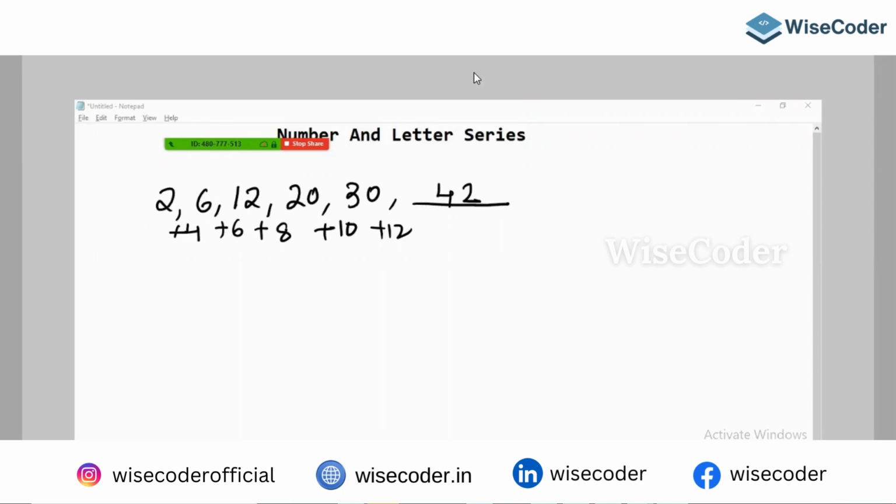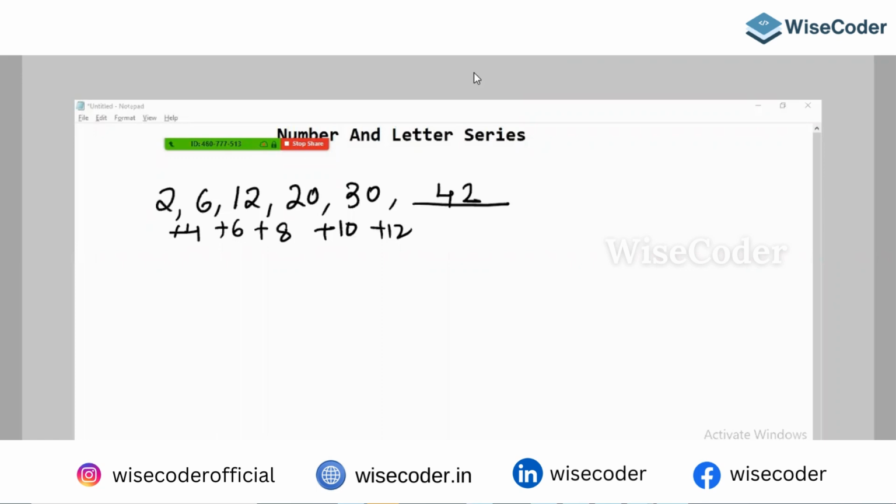The differences of consecutive pairs of terms are 4 between 2 and 6, 6 between 6 and 12, 8 between 12 and 20, 10 between 20 and 30, and so on. Hence, the difference between 30 and the next number should be 12. And so the next term will be 42.